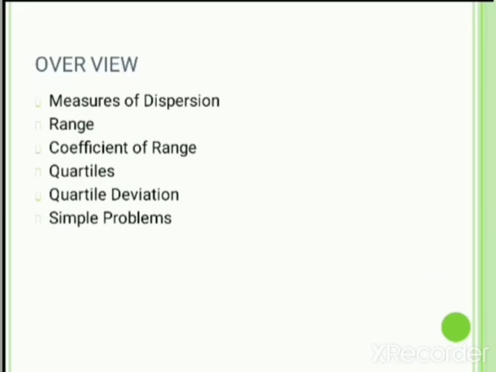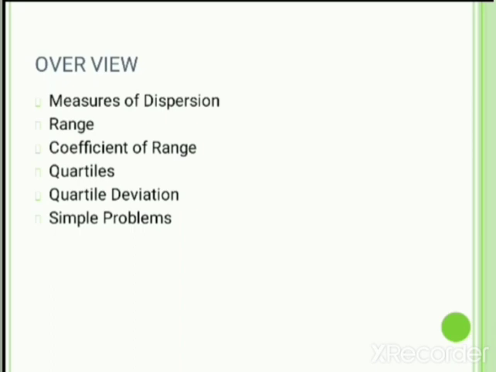In our last class, we have seen what is measures of central tendency. There are 5 types in measures of central tendency: first one mean, median, mode, and geometric mean, harmonic mean. So we have learned some problems on mean, median, mode, geometric and harmonic mean.